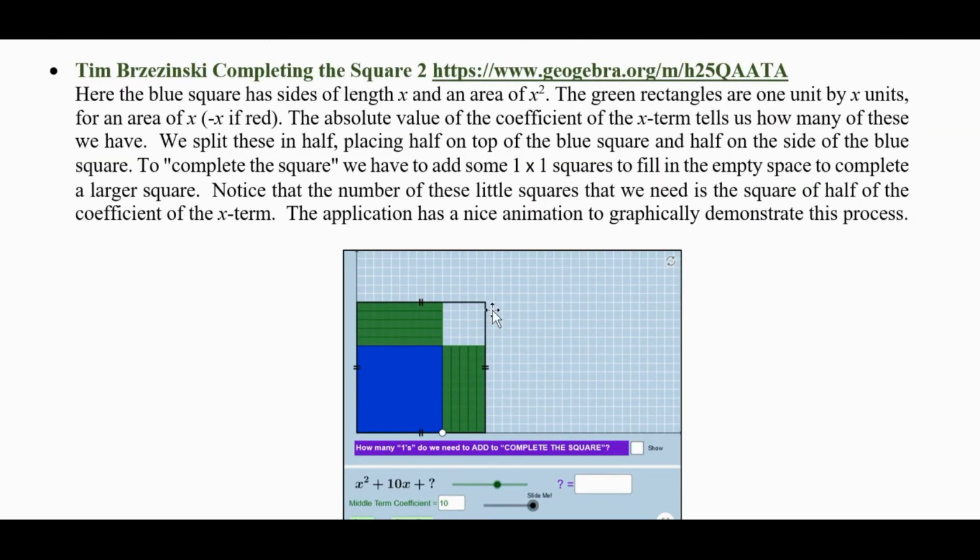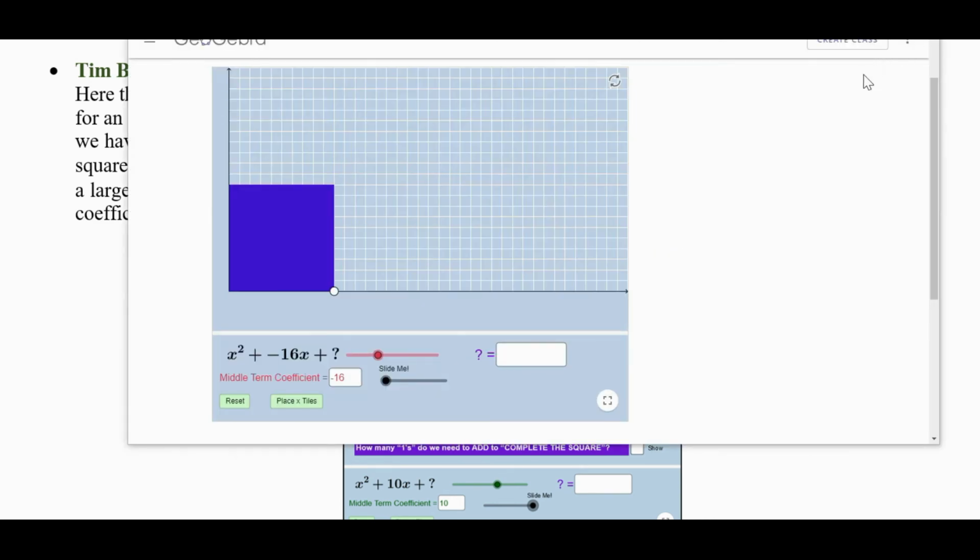So let's look at this first one here. Let me go ahead and just open it up from here. So here's the activity that Tim Brzezinski wrote. If we have x squared minus 16x plus some constant, or let's start with the positive one here. Let's start with 9, which we can change by the slider or by typing in.